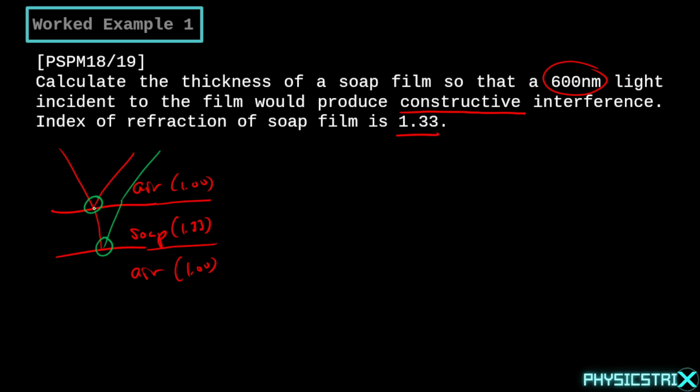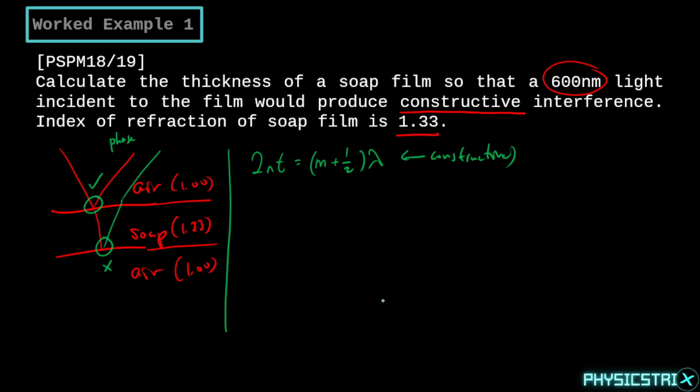Is there a phase change for the first reflection? Yes, there is going to be a phase change on the first reflection. Is there going to be a phase change on the second? No, there will not be. So what I'm left with is 2nt equals (m plus half) lambda, and this is for constructive interference. Because we would assume that we're talking about minimum thickness, which is an assumption, I can have m equals 0. What I'm left with is t equals half a lambda over 2n, n being the refractive index of the coating.